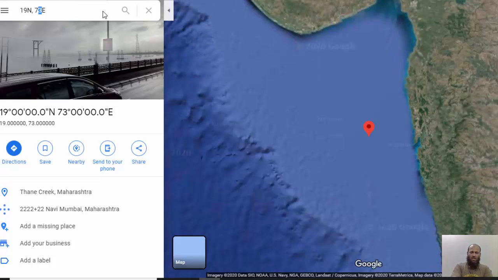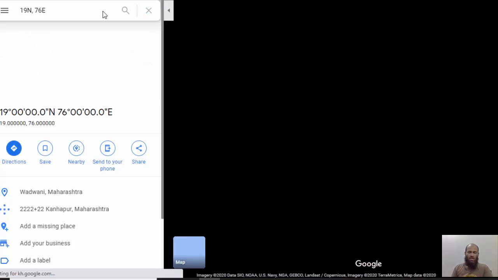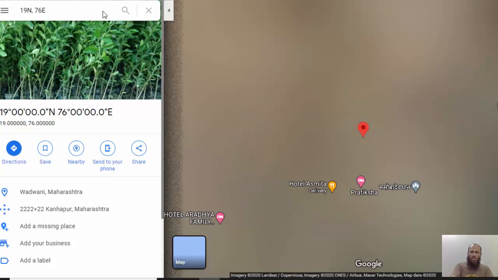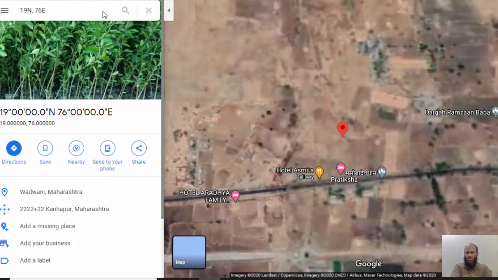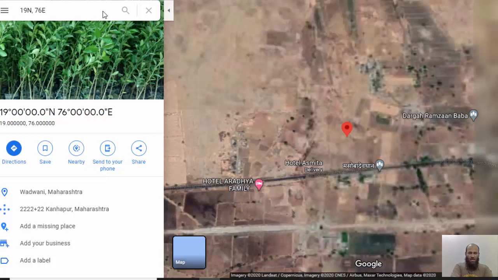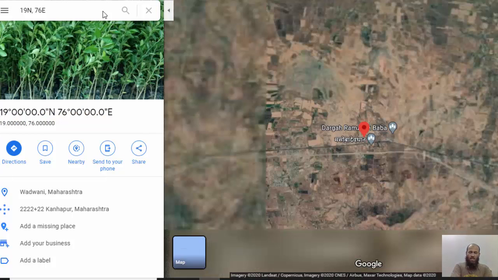Then let us check what happens when we put 19 degrees north from the equator, and 76 degrees east from the prime meridian. Where will it take us? Yes, it has again brought us to Maharashtra. We are still in Maharashtra. That's Wadwani.